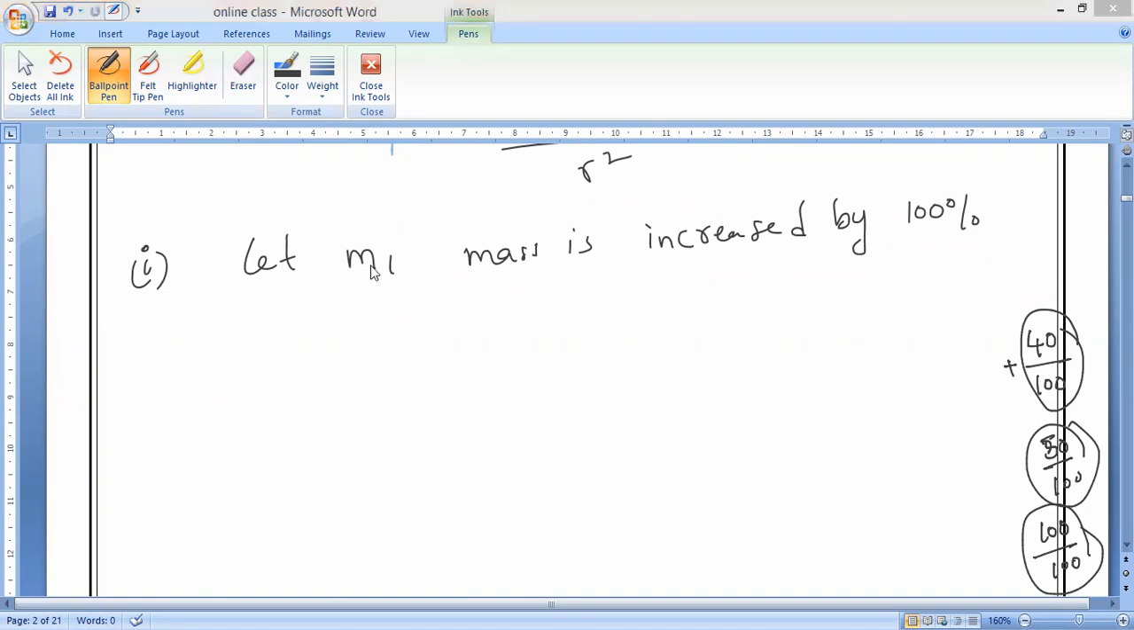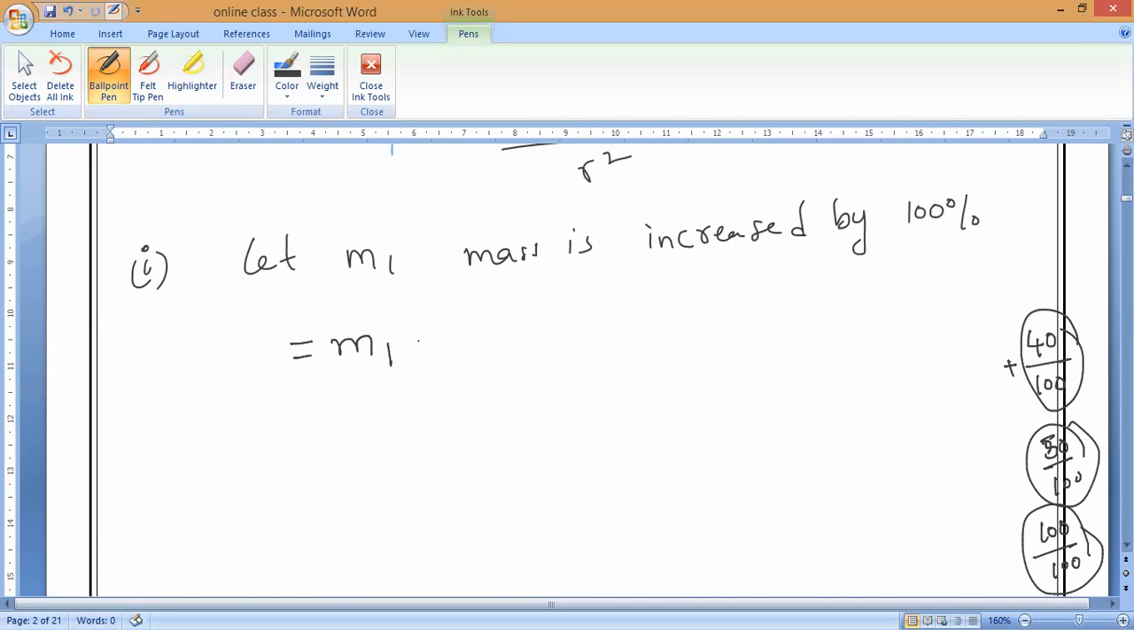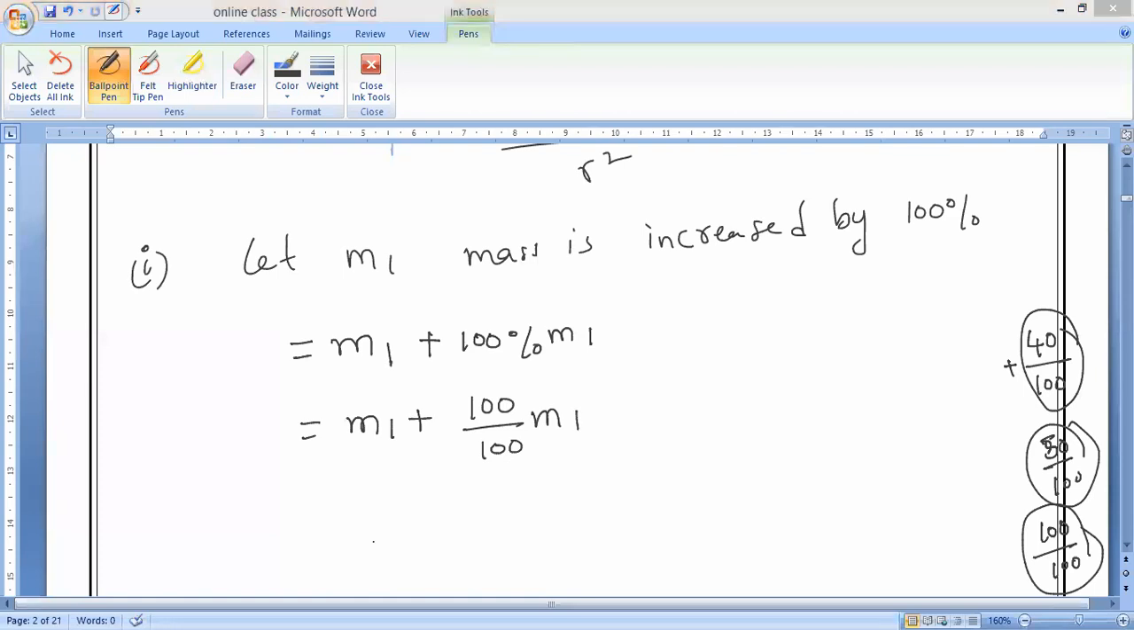Now, the initial mass is how much? Initial mass is M1. It is increased by how much? 100%, that is 100 divided by 100. So 100% of M1 means you can write M1 into 100 divided by 100. Are you clear, guys?